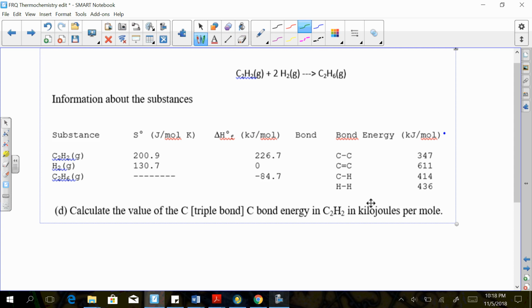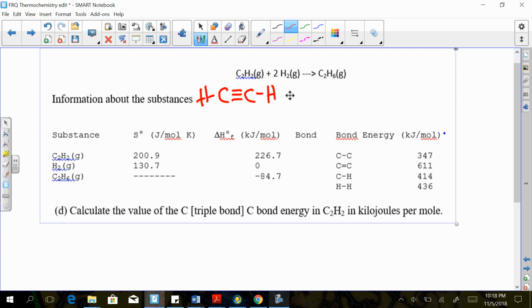And we're given bond energies for different bonds, and we're asked to calculate the value of the carbon-carbon triple bond in the ethyne molecule. And so if we look at this, this is carbon triple bonded to another carbon, and hydrogens are attached to each of the carbons. If you notice, each carbon has 4 bonds. It's very typical of carbon. And the hydrogens are attached. Hydrogen can only have 1 bond.